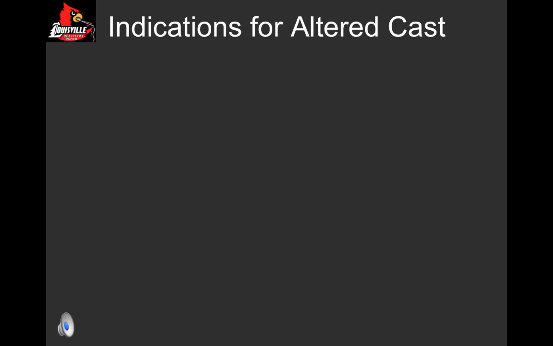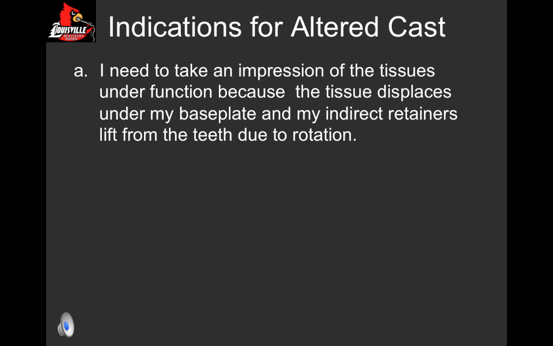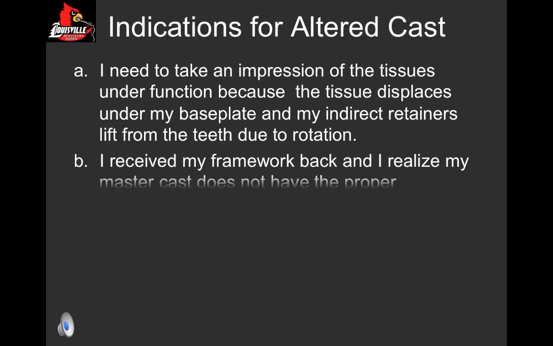What are the indications for the altered cast? Why would I want to do this? First, I need to take an impression of the tissues under function because the tissue displaces under my base plate and my indirect retainers are lifting up from the teeth in the anterior due to rotation around my fulcrum line. I don't have a solid posterior area when the patient bites down.